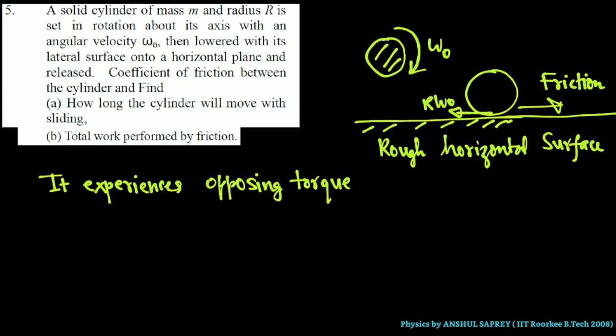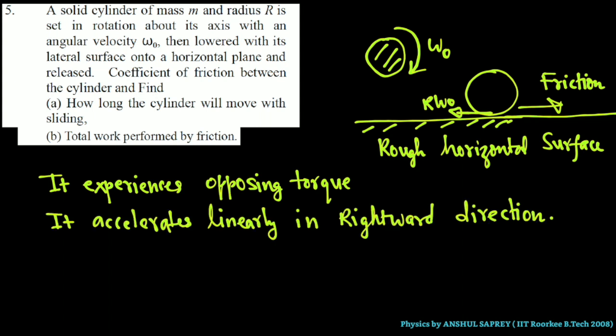So its angular velocity will decrease, and at the same time it is experiencing a force in the rightward direction, which is a friction force. So it will accelerate linearly in the rightward direction. Let's apply Newton's second law in both translational and rotational motion. F is equal to ma. Since it will slide over the rough surface for some time, the friction acting will be kinetic. So mu mg is equal to ma, and acceleration in the rightward direction is equal to mu g.